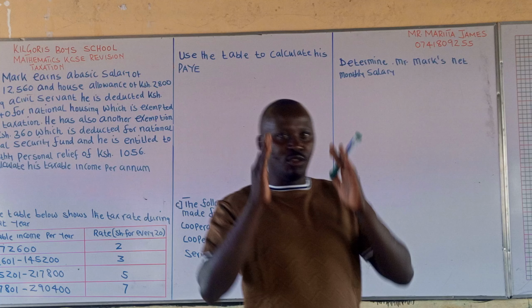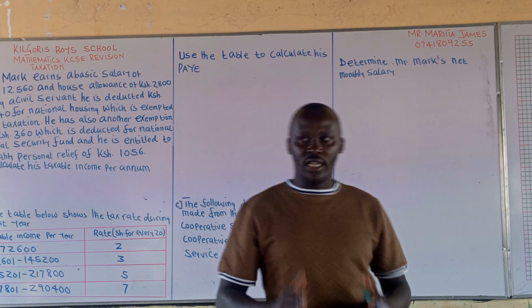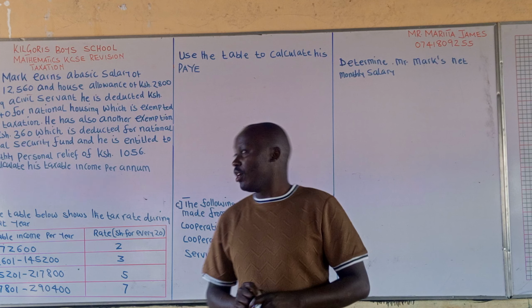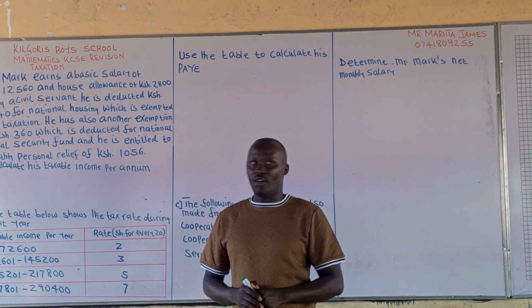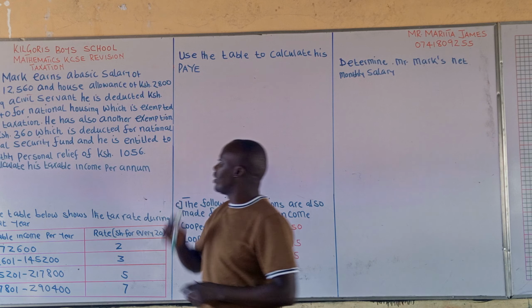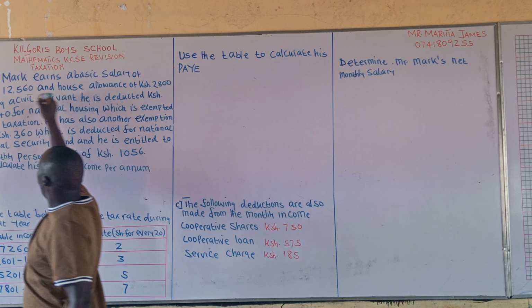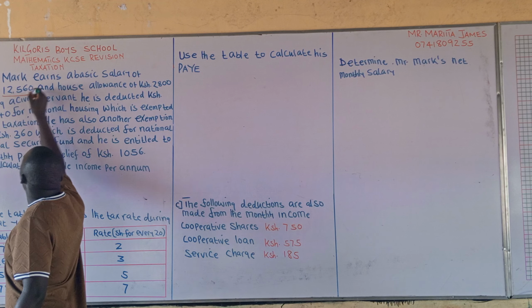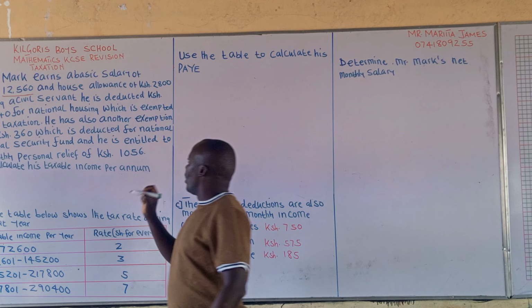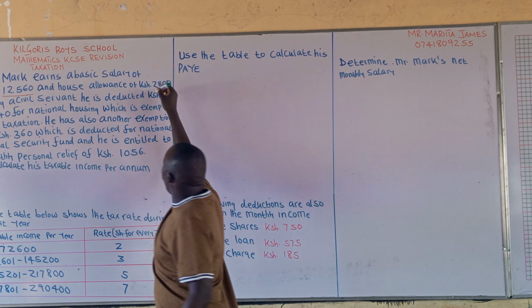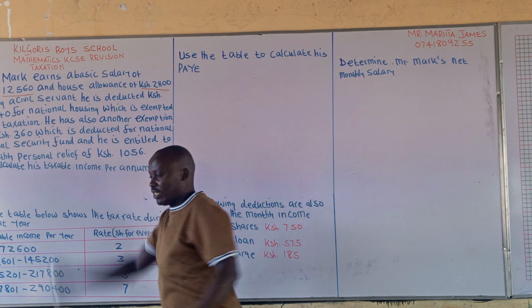We are looking at KCSE mathematics revision, and our topic is commercial arithmetic 2, and today we are discussing taxation. I have a question here of Mr. Mark, who is earning a basic salary of Kenya shillings 12,560 and a house allowance of Kenya shillings 2,800.